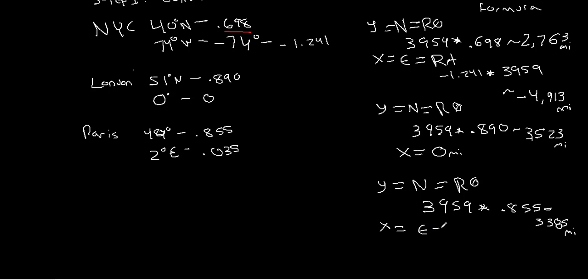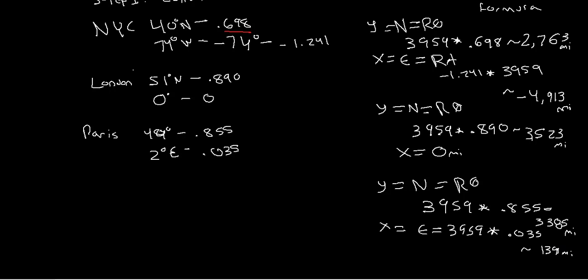And then our easting, we're actually east, so our value was positive. So our easting is going to be 3,959 times 0.035. If we do the math on that, 3,959 times 0.035, we get a value of approximately 139 miles. Okay.